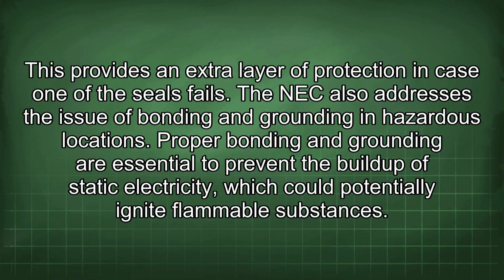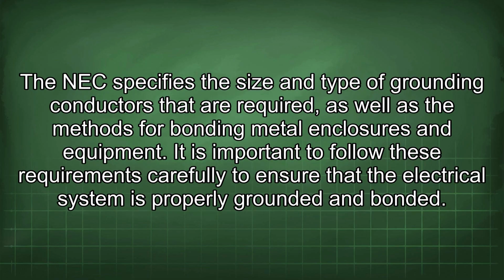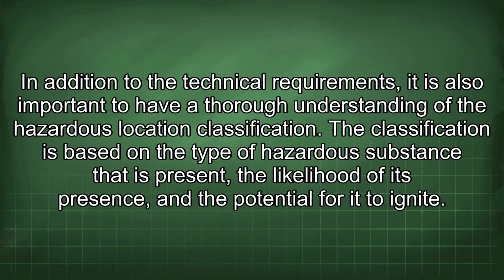The NEC also addresses the issue of bonding and grounding in hazardous locations. Proper bonding and grounding are essential to prevent the buildup of static electricity which could potentially ignite flammable substances. The NEC specifies the size and type of grounding conductors that are required, as well as the methods for bonding metal enclosures and equipment. It is important to follow these requirements carefully to ensure that the electrical system is properly grounded and bonded.